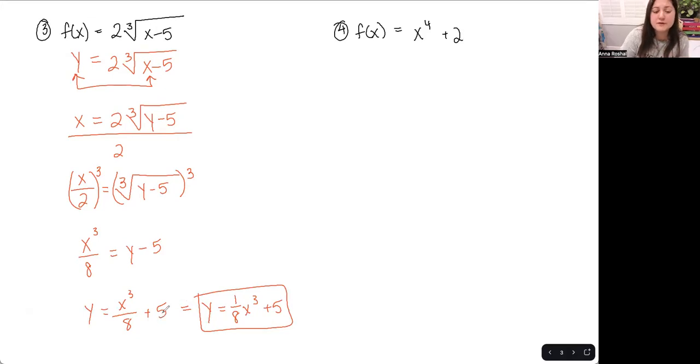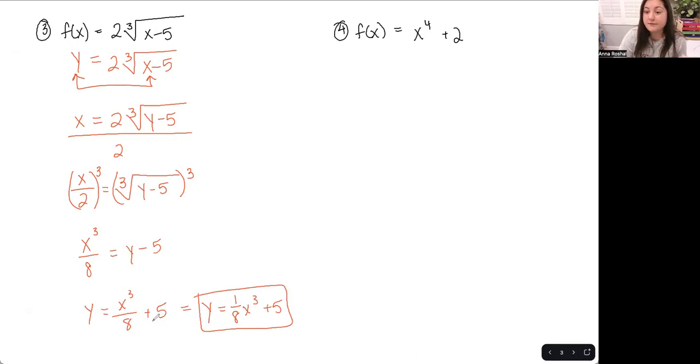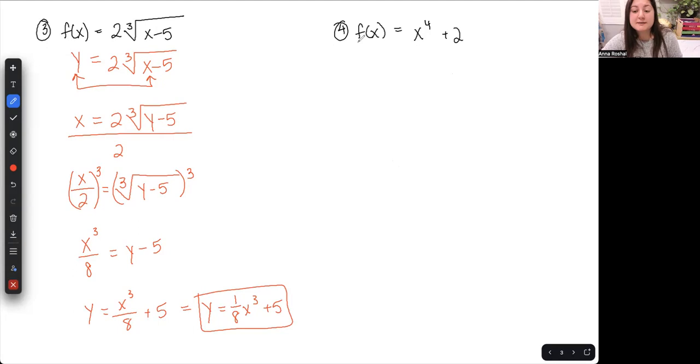And so the instructions for this problem were find the inverse and graph it, okay? Same business for here. We're going to do the same thing. We're going to replace this guy with y, and then we're going to flip-flop these two. So I'm going to end up with x equals y to the fourth plus 2. Get y on its own, so we're going to subtract 2 on both sides. X minus 2 is y to the fourth.